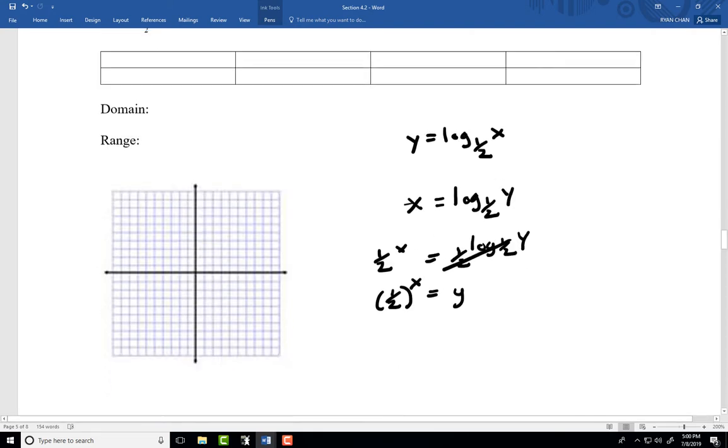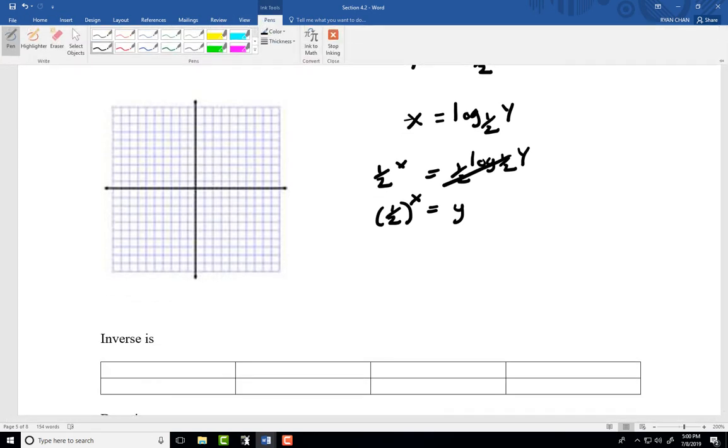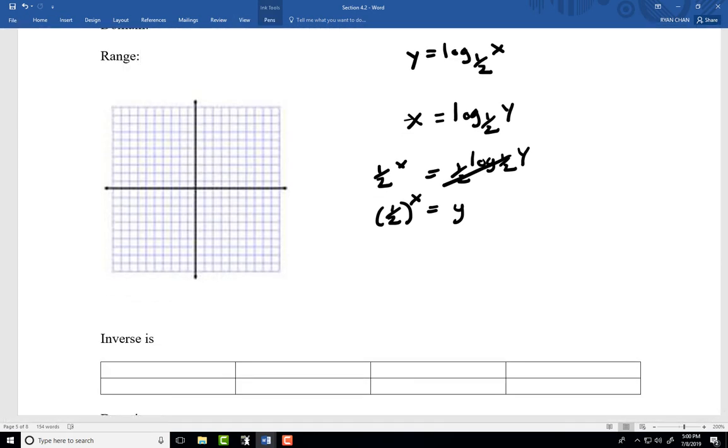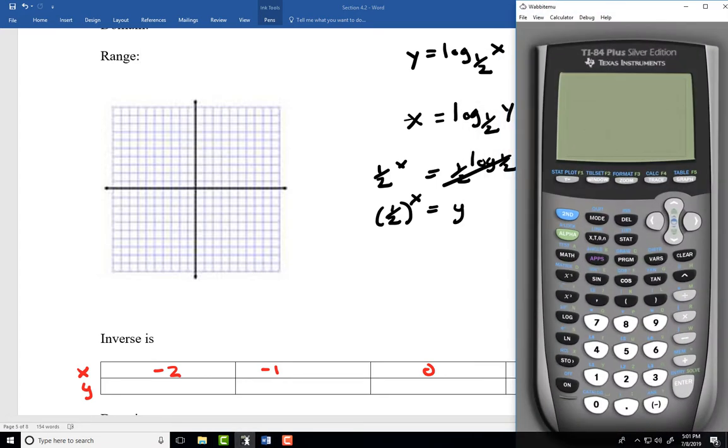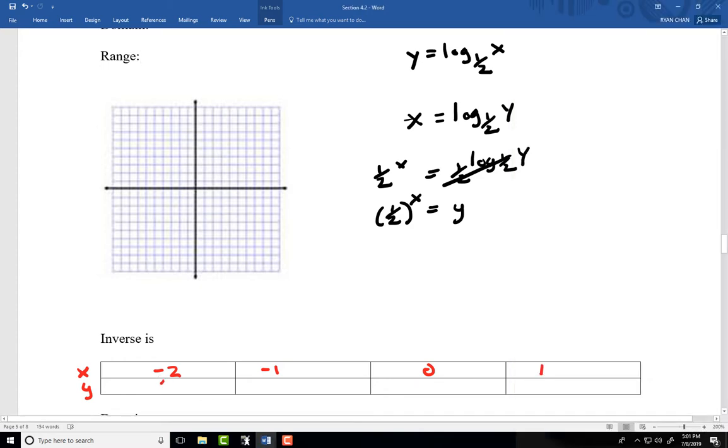So let's look at the bottom here. Let me do a different color. I'm going to do x and y: -2, -1, 0, 1. So if I do 0.5 raised to the -2, this will be 4. 1/2 to the -1 will become 2. Let's just remember this too: if you raise it to -1, it flips.